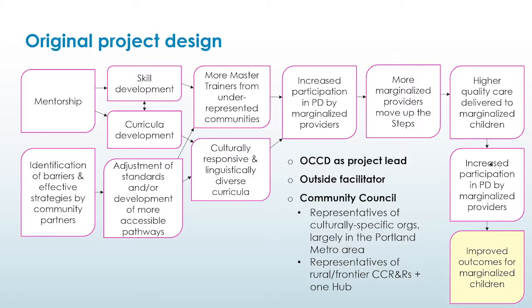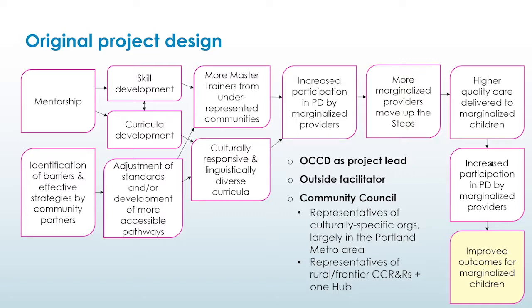The hope was that by increasing the number of trainers and these higher level trainings, more marginalized child care providers would participate in professional development, hypothetically improving the quality of care provided, and then ultimately improving educational outcomes for children of color, linguistically diverse children, and children in rural and frontier areas. The primary mechanism, as originally envisioned for bringing all of this about, was a mentorship model, partnering promising trainers with folks who had more experience in the field.